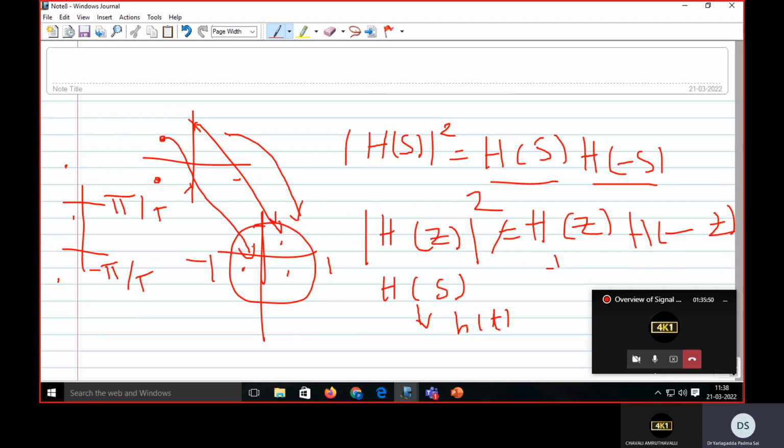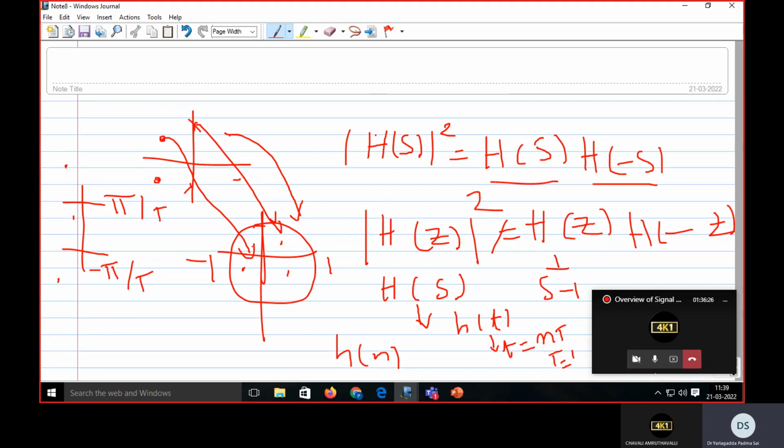Single pole means 1 by S minus P1. What is the inverse Laplace? E power minus P1 t into u of t. So you compute that. Now after getting h of t, t is replaced by nT, and capital T we are assuming as 1 in most of the cases. You will get your h of n. So you find out H of z from h of n by using the H of z equation. Designing the filter is easy.